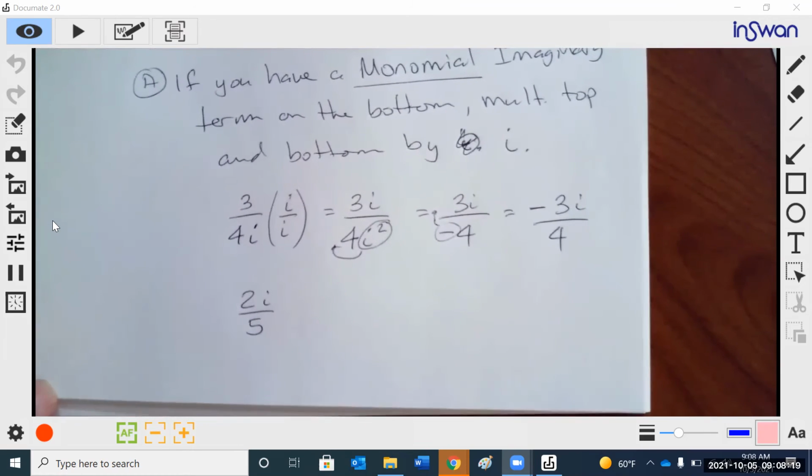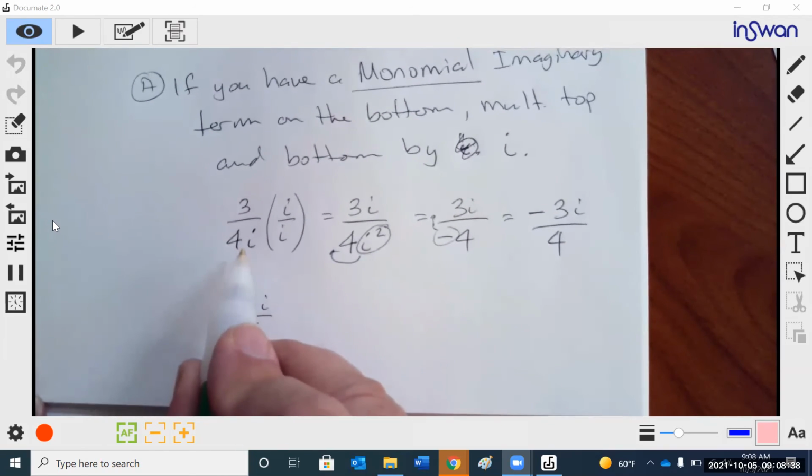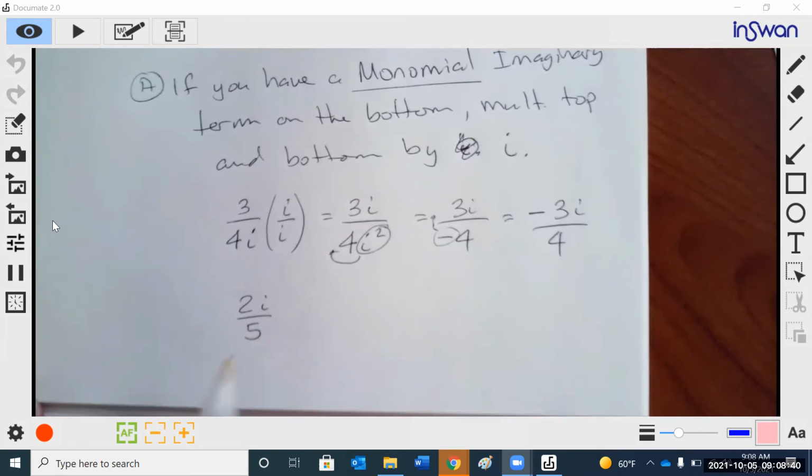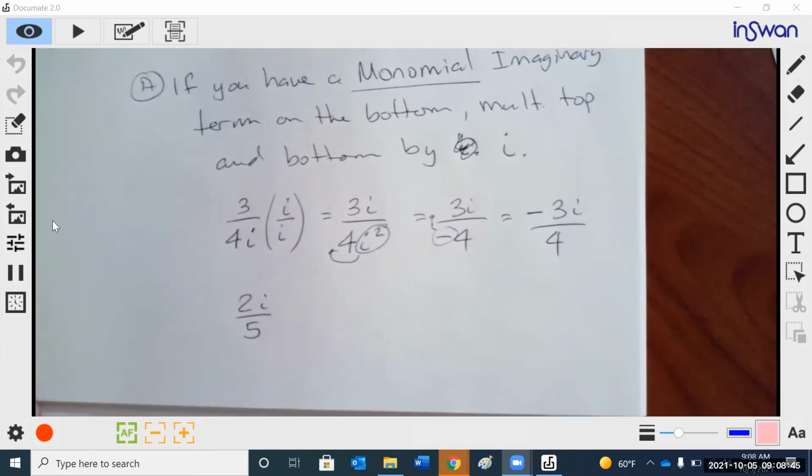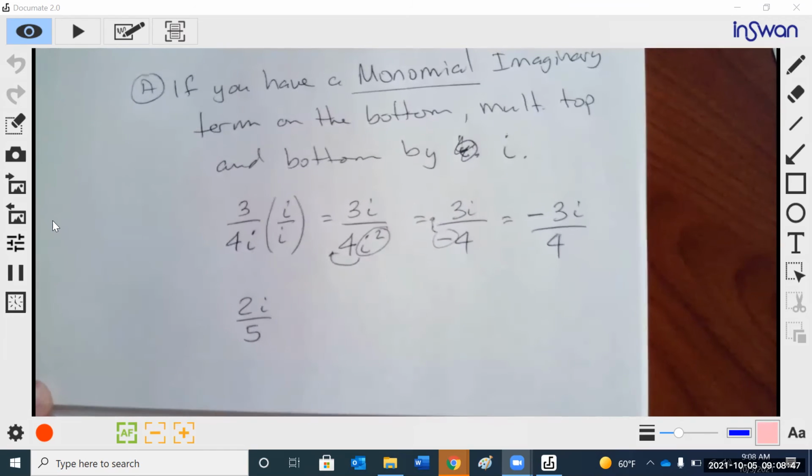Okay, simplify that one. Is it too early for a trick question? You're done. You can't go any further. Only if the i is on the bottom. There's no i on the bottom, so you don't do anything. You're done. Trick question. See if you're listening. Okay, so that's with monomials.